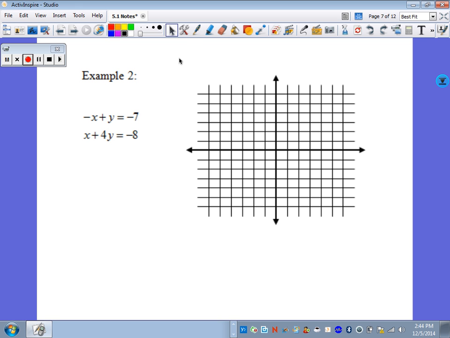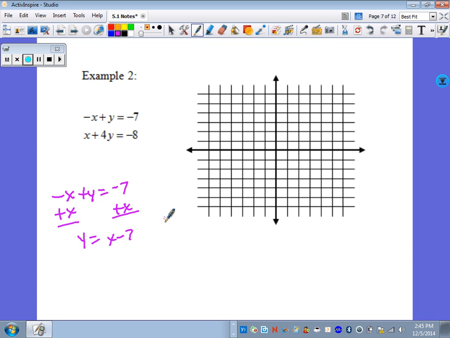All right, so we're going to start, let's do this first equation first. So we have negative x plus y equals negative 7. I want to add x to both sides because I want y by itself. So we get y equals x minus 7.